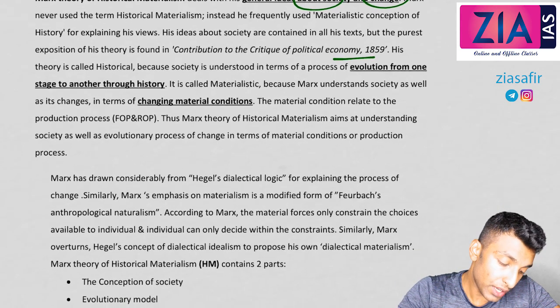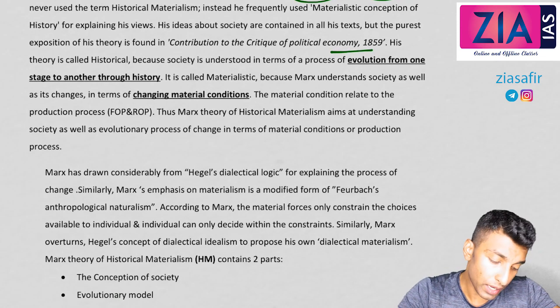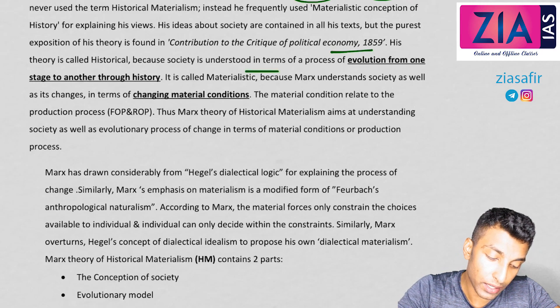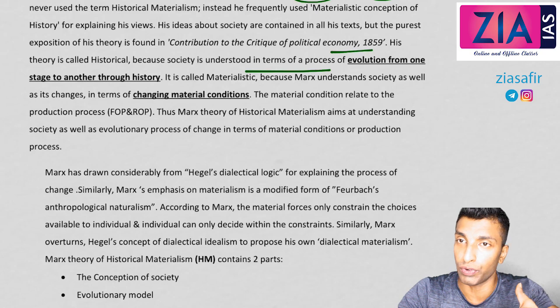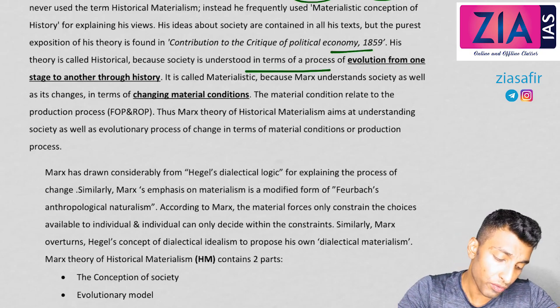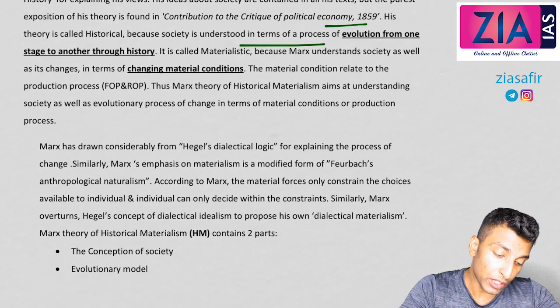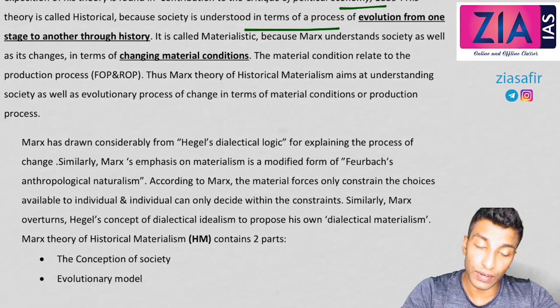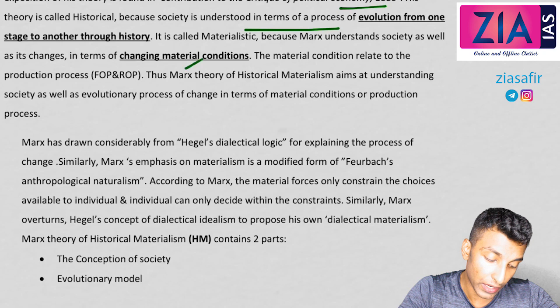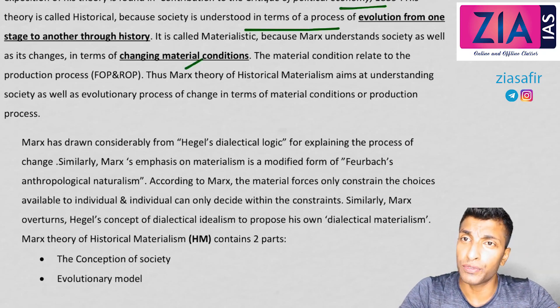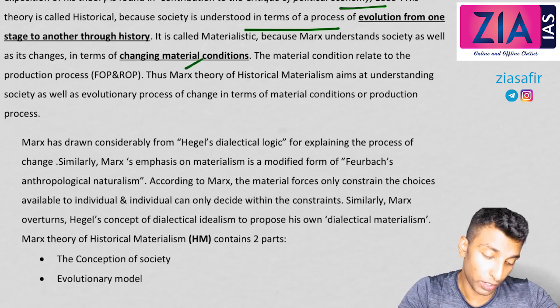His theory is called historical. Why is it called historical? Because society is understood in terms of a process of evolution from one stage to another through history. That is what we have seen, okay? And why is it called materialistic? Because Marx understands society as well as its change in terms of changing material condition. I'll explain this further. So every change is because of change in material condition, according to Marx.